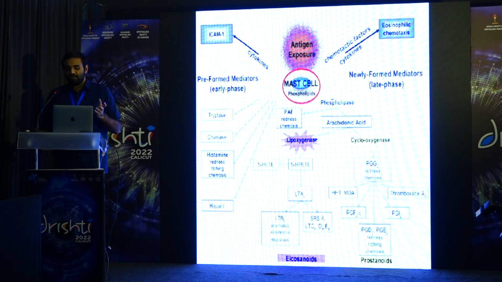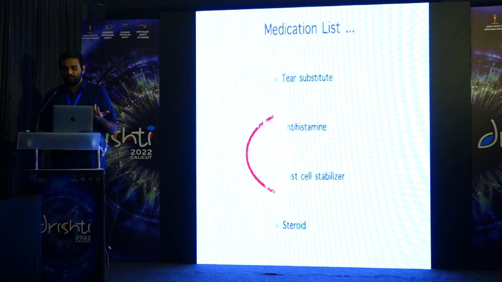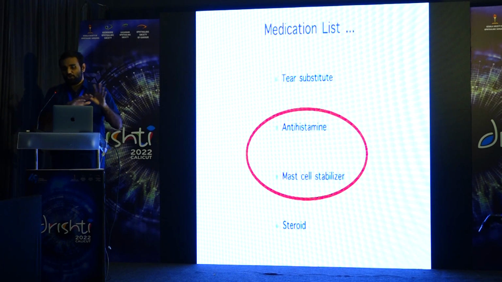Now, there are multiple pathways through which an allergy acts. You have mast cells secreting histamine, you have cytokines, you have the cyclooxygenase pathways, you have the phospholipase. But at the end of the day, when you come to pharmacotherapy, we only have drugs targeting two things. We either have the mast cell stabilizers or the antihistamines. Steroids, of course, don't come under this because they lower immunity as a whole.